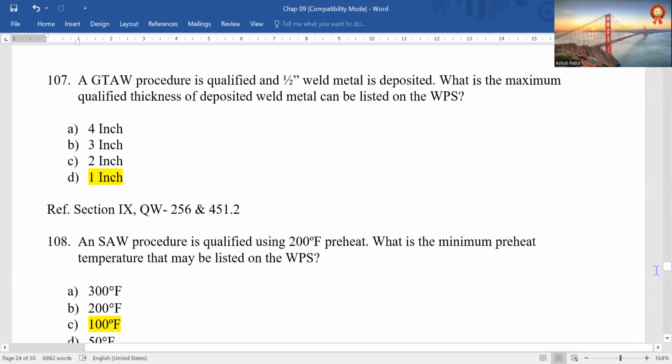A GTAW procedure is qualified on half inch metal, and weld metal is deposited. The maximum qualified thickness of the deposited weld metal that can be listed on the WPS is 1 inch.